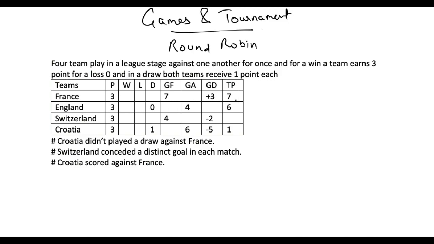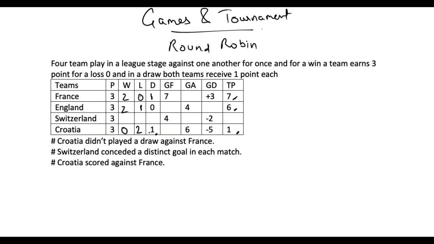Now we have France with 7 points, that is 2 wins, 2 threes are 6, and 1 point from a draw, so it did not lose any of its matches. On the other hand, England have 6 points, that is 2 matches they won, 2 threes are 6, and 1 they have lost. Coming to Croatia, it has only 1 point, which is from a draw. That means the other 2 matches end in a loss, and it won't be winning any match.